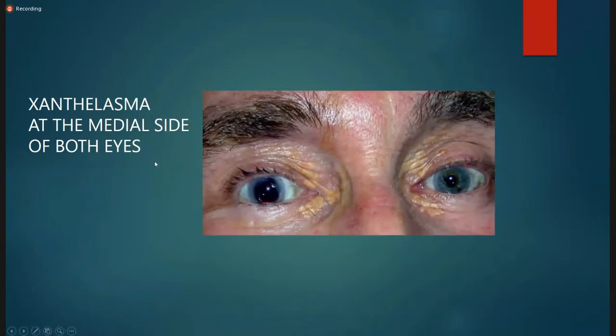Xanthelasma. These are yellowish deposits of cholesterol in both the eyelid skin and the medial canthus. These are known as xanthelasma.